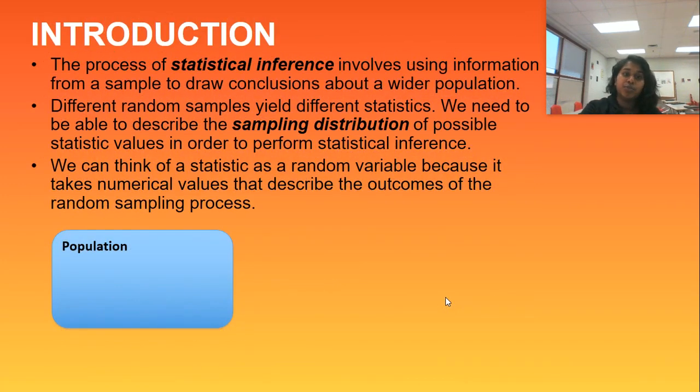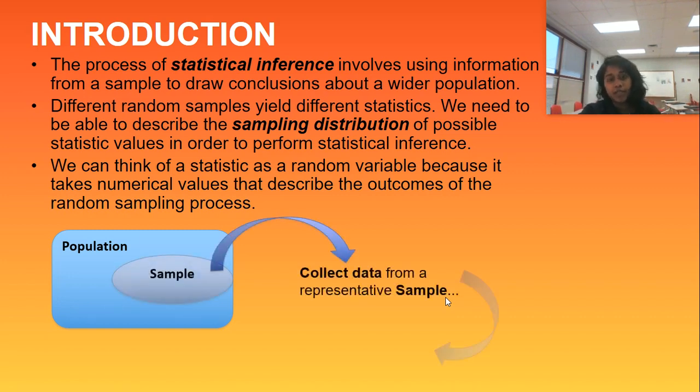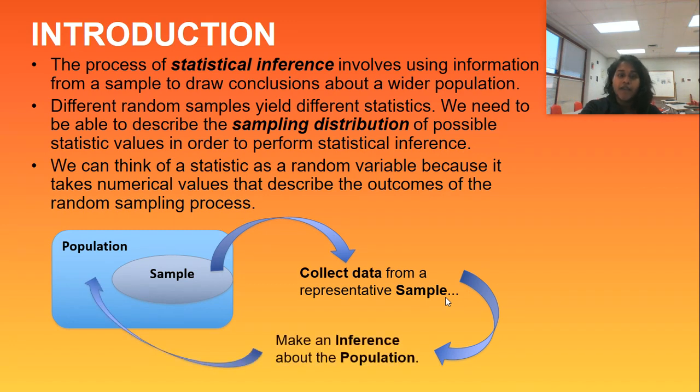So, introduction: the process of statistical inference involves using sample information, but we can use different random samples to yield different statistics. This is what we describe as our sampling distribution, to understand their values and to perform a true statistical inference. We think of a statistic as a random variable because it takes numeric values that describe the outcomes. We take a population, from that population we take a sample, we collect that data, and then we can make an inference back about the population. That's the true process that we're going to go through.